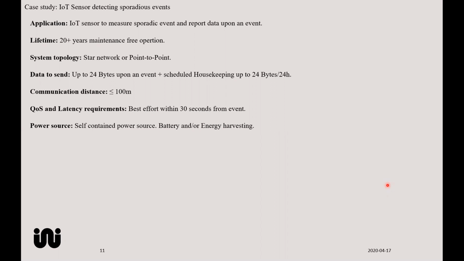The system topology is a star network, or you could argue for point-to-point. The amount of data to send is approximately 24 bytes upon each event. And then, as I mentioned, once per day, you have a scheduled housekeeping where you share approximately 24 bytes. The operating distance is up to 100 meters, but there are some sensors that would be closer. And the quality of service is best effort within 30 seconds from the event. The power source, as I mentioned, is self-powered. They are running on battery, but during this early part of this study, we did look into energy harvesting, and we will come back to this.